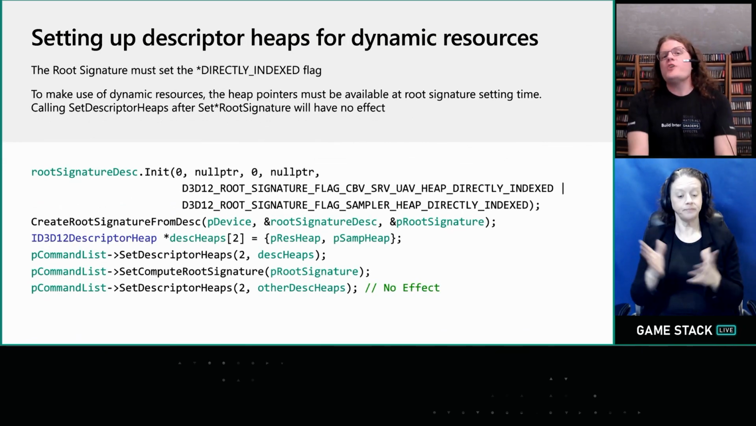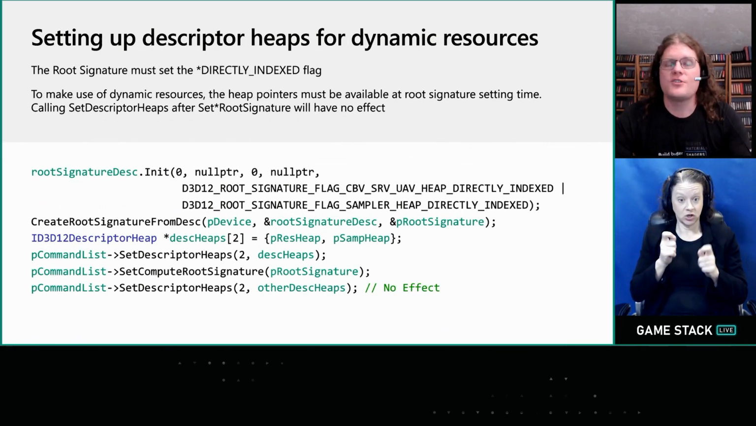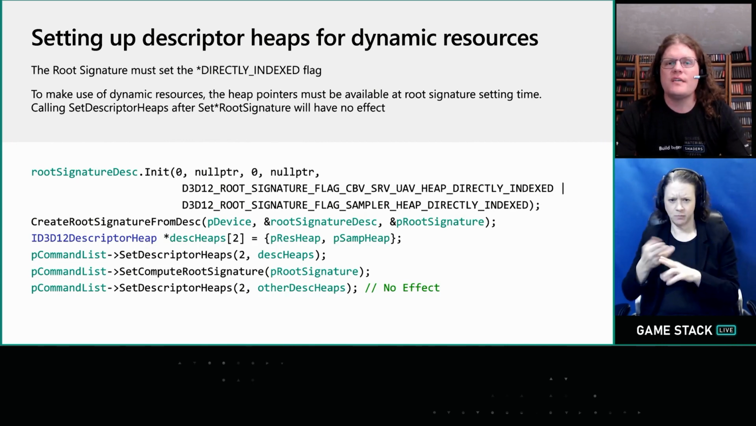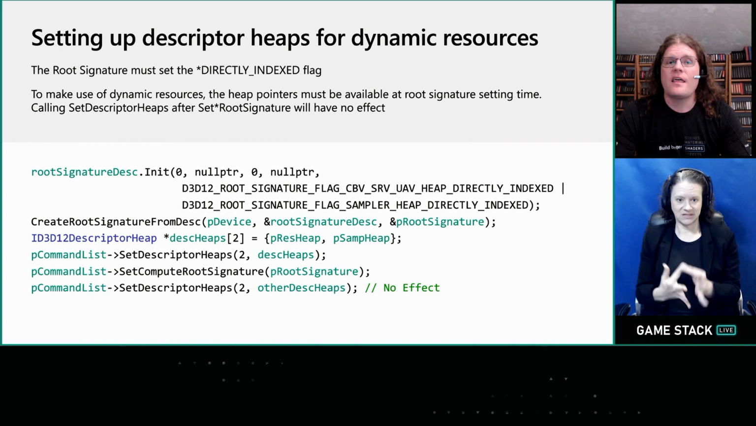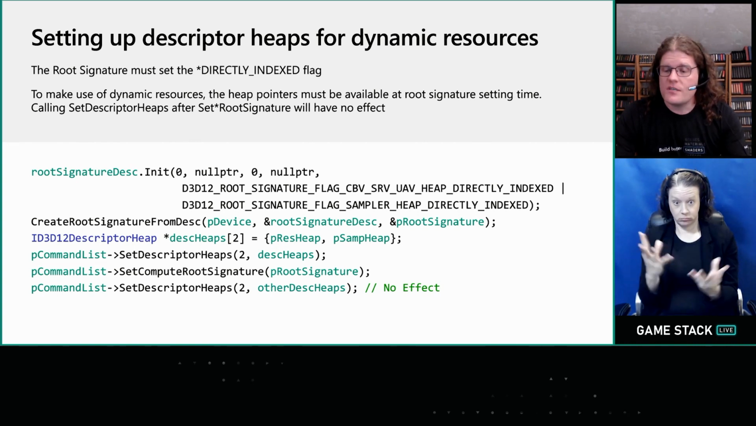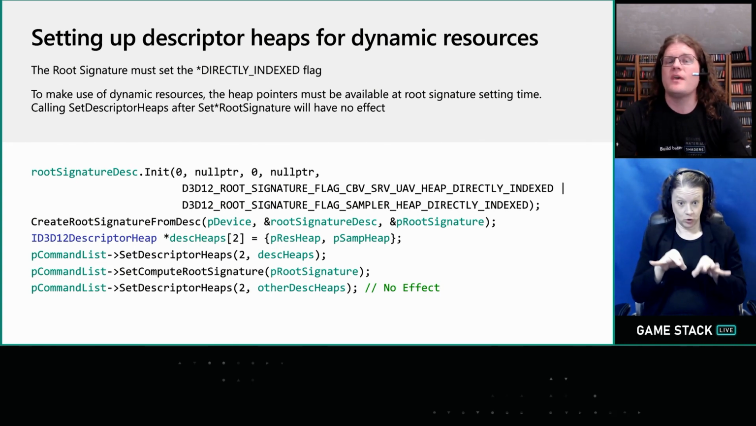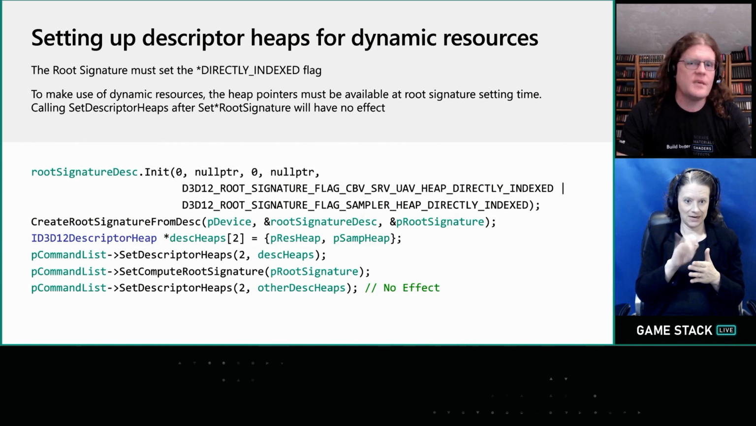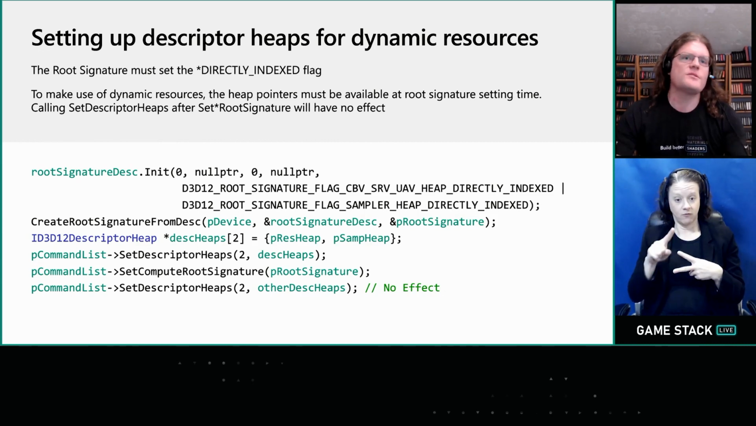So there are some changes as well on the API side in terms of how you need to set these up. So first of all, and I alluded to this before, the root signature needs a special flag in order to indicate that the descriptors are going to come directly from the heap as opposed to being specified in the root index. So there are two variants of this.